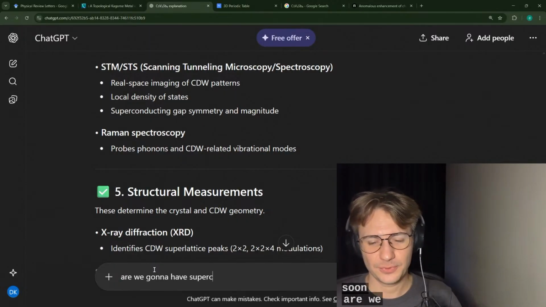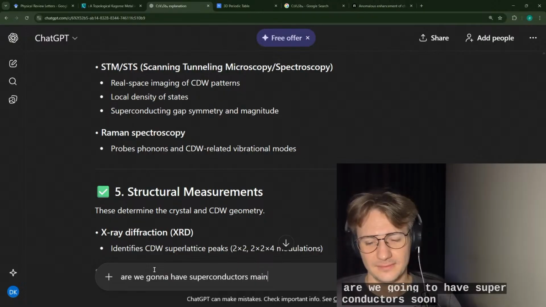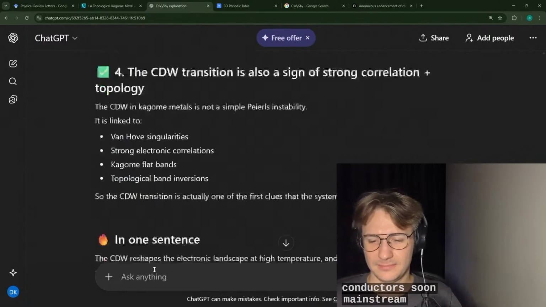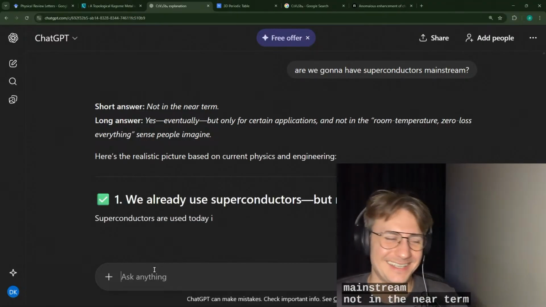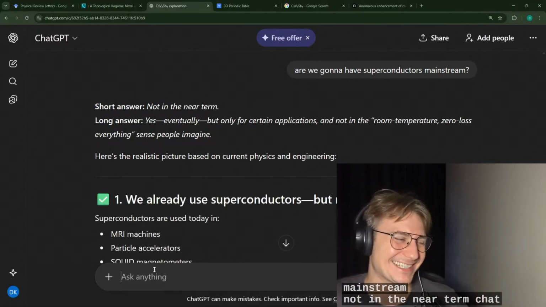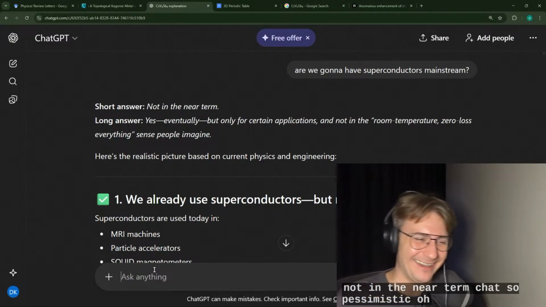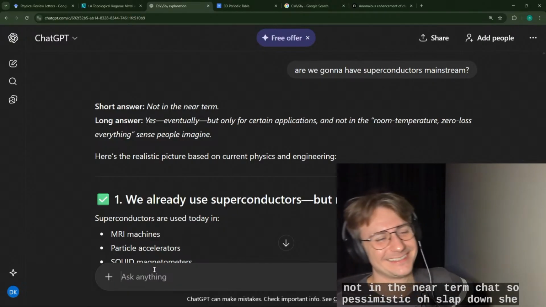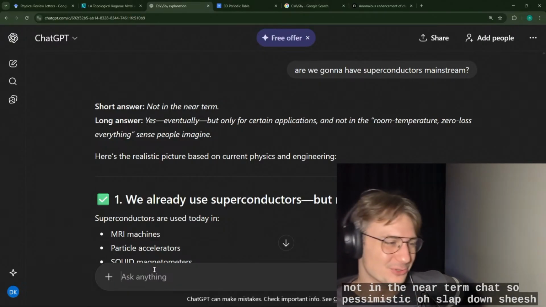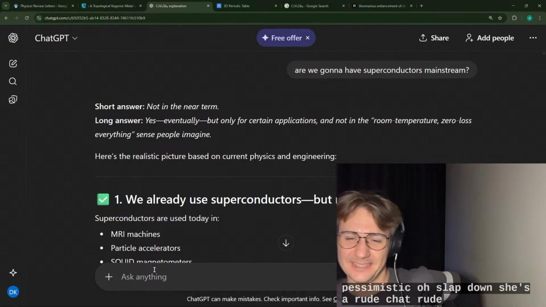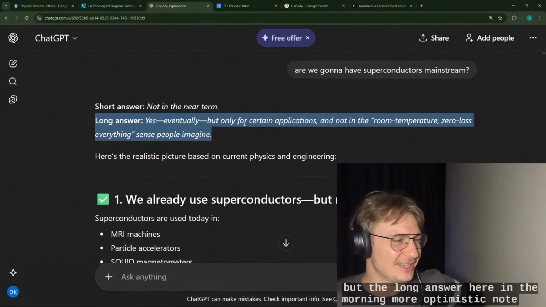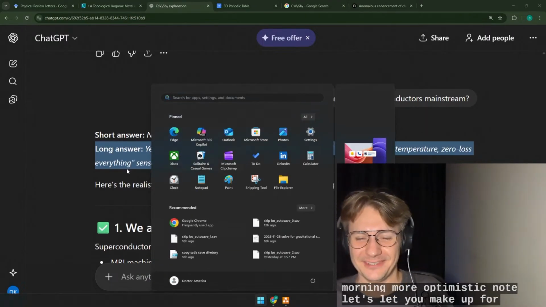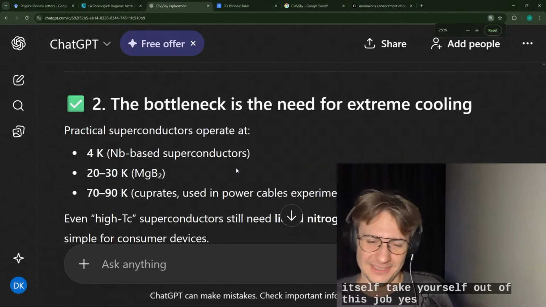Are we going to have superconductors soon? Mainstream? Not in the near term. Chat's so pessimistic. Oh, slap down. Sheesh. Oh, rude, chat. Rude. But the long answer, here I'm on a more optimistic note. Let's let chat make up for itself. Dig yourself out of this, chat. Yes, eventually.